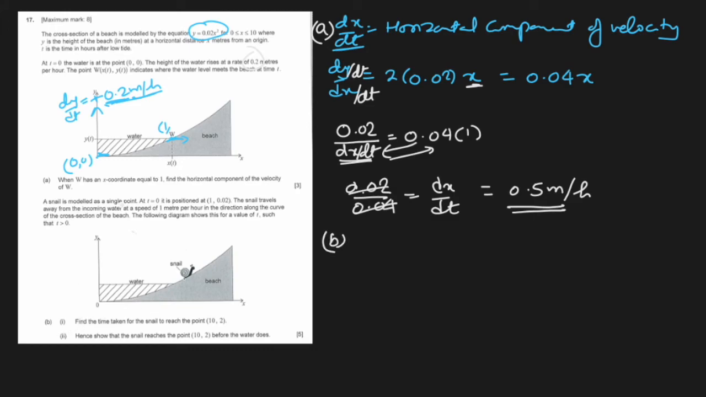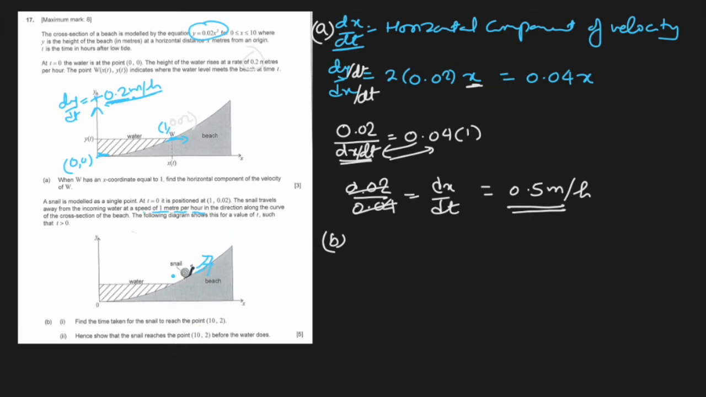A snail is modeled as a single point at t equal to 0. Its position is 1. That means when water started rising, it was already at 1, 0.02. The snail travels away from the incoming water. As the water is increasing, the snail goes in the opposite direction, which is this, right? To save itself from the water. Poor chap. Now, it goes away from the incoming water at a speed of 1 meter per hour, 1 meter per hour in the direction along the curve. That means along this curve.